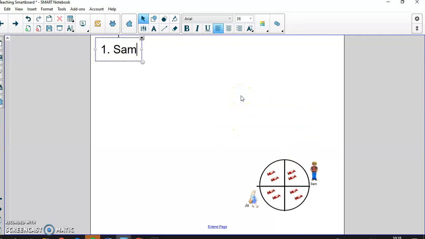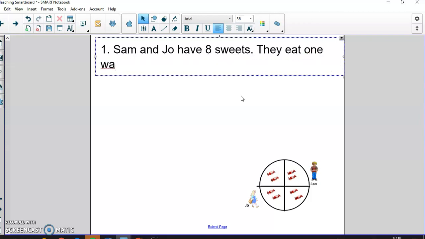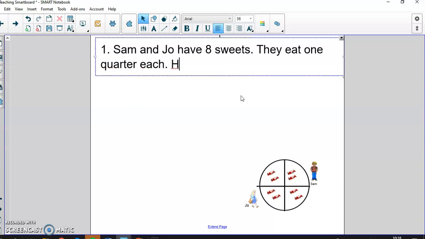So I could say Sam and Joe have, and how many sweets have they got? We could say 8 sweets. And think with quarters, how many quarters could they eat? Let's say a quarter each. They eat 1 quarter each. How many are left?